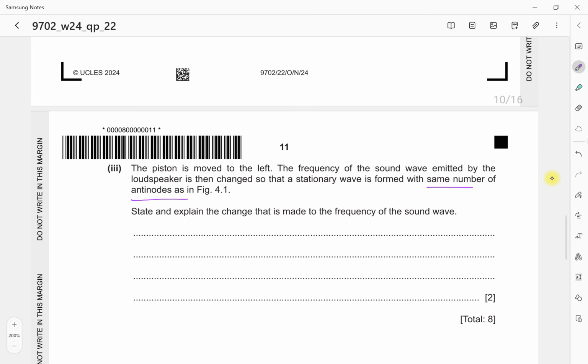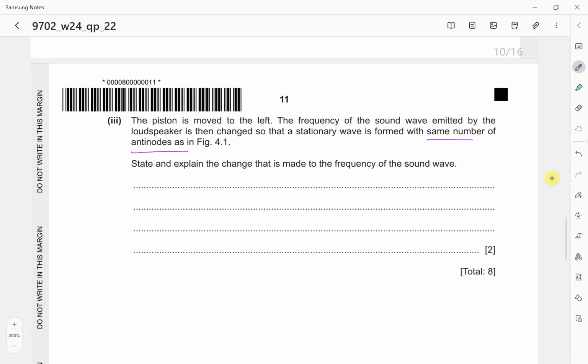The length has increased, which means the wavelength has increased, so the frequency is supposed to decrease because the frequency is inversely proportional to the wavelength. Since the speed of sound is going to remain the same, it is still in air, so from lambda equals 4L, if the distance between a node and an antinode has increased, the wavelength has increased. Since the speed remains the same for sound in air, then the frequency must be lower.